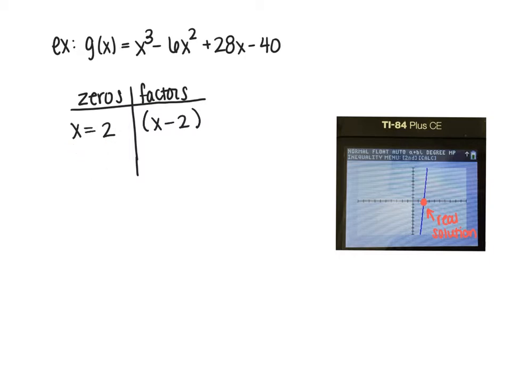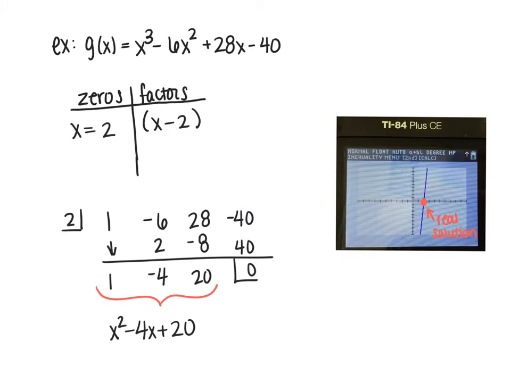I'm now going to take that factor, and I'm going to have to do synthetic division. So I know that there's a zero of 2, which means that's what's going to go in my box. And then synthetic division uses my coefficients. So I'm going to finish this out. Once I complete the synthetic division, I get x squared minus 4x plus 20.